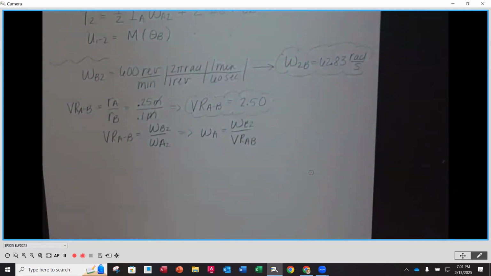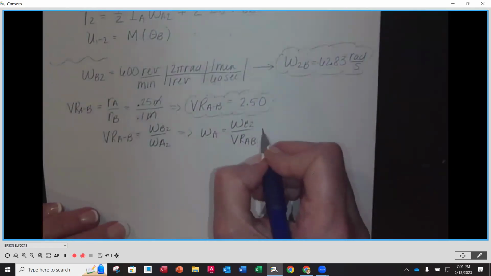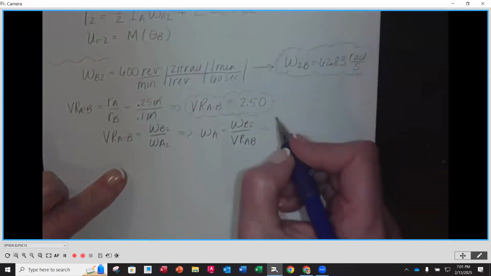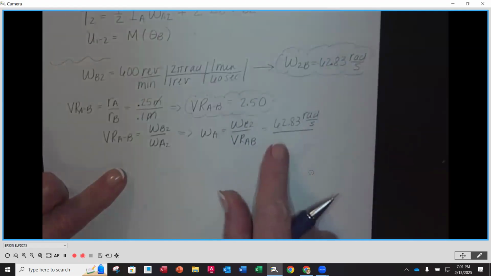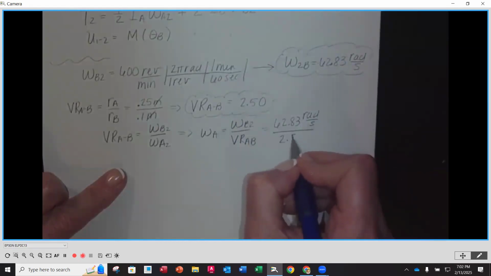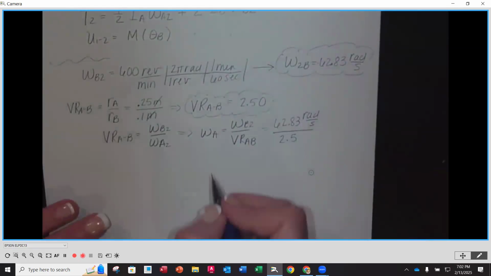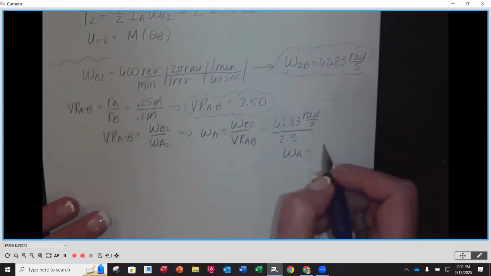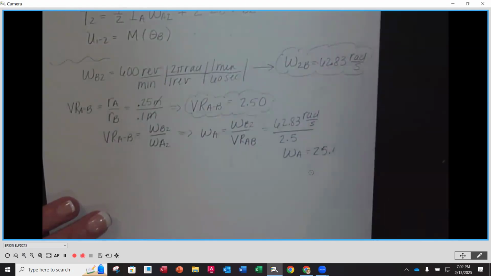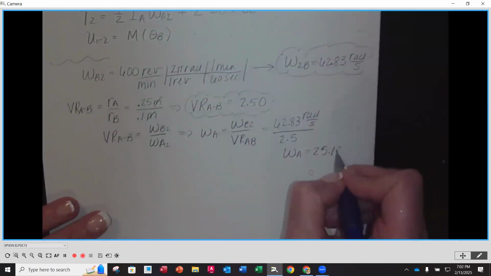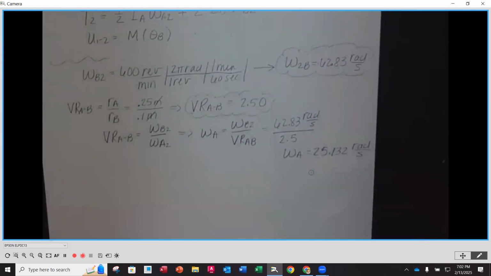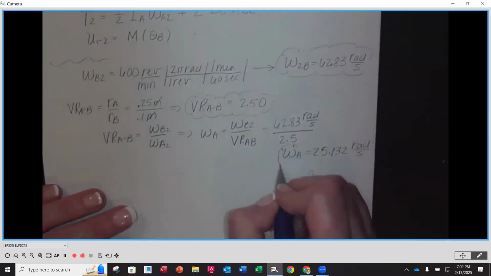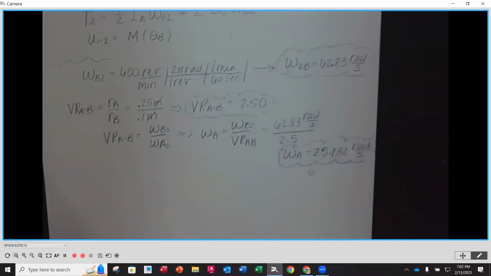It's just that it's in the second state. We're looking at that second side of things. And now I know that my WB2 is 62.83 radians per second divided by my velocity ratio of 2.5. That means that my WA2 is equal to 25.132 radians per second, because it's radians per second divided by nothing, as far as units, because that's just a ratio. Make sure you get the same value as me.